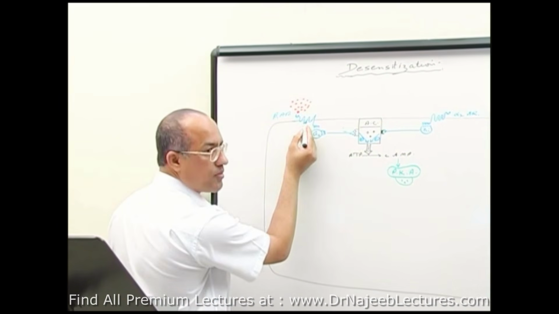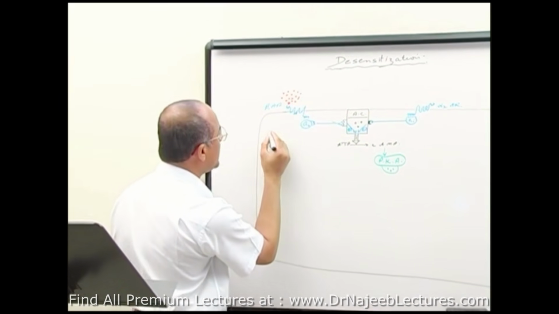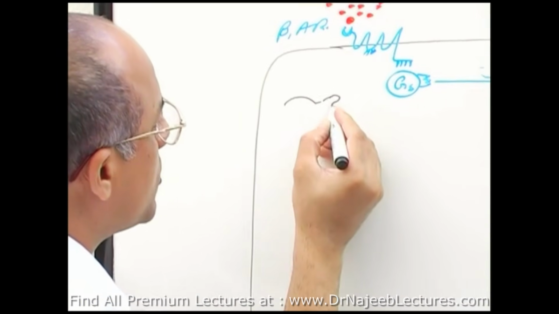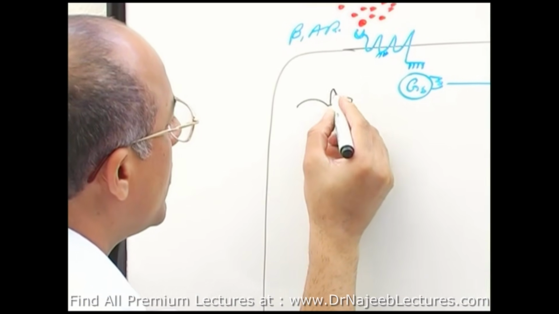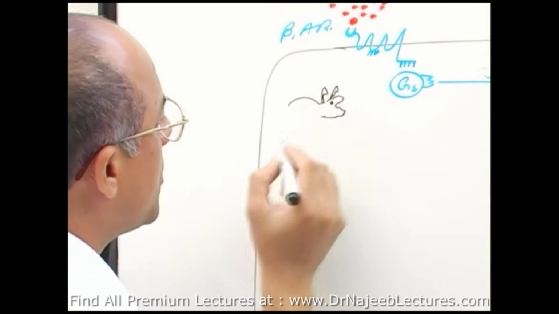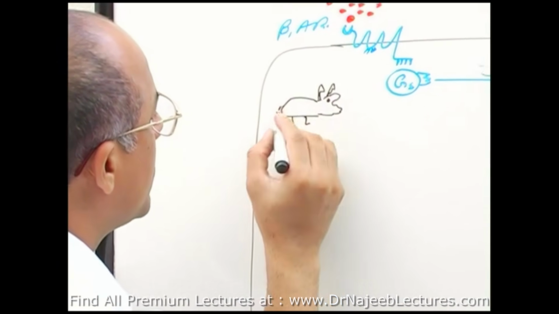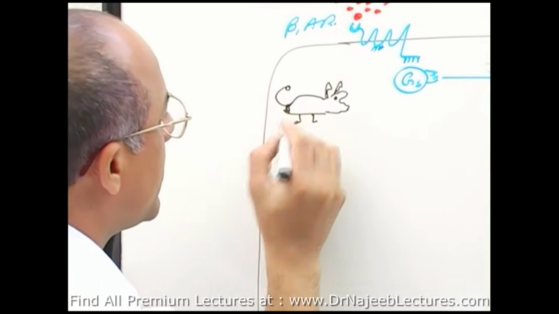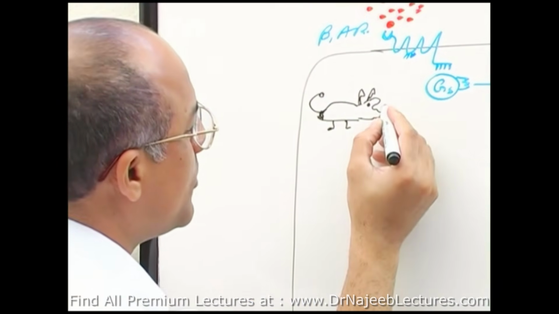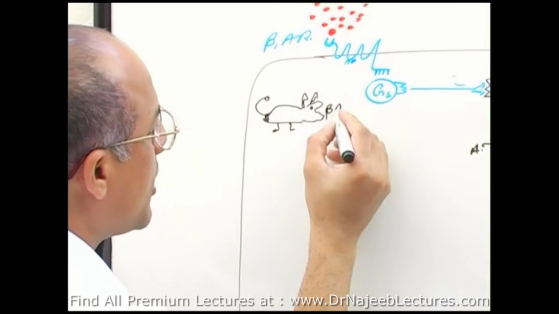It will activate here. The enzyme is like a, I don't know how to make a dog. Do you know how to make a dog? Okay, let's suppose this is some dog. I don't know, it's an unusual dog, I think. Right. This is barking. B-A-R-K.